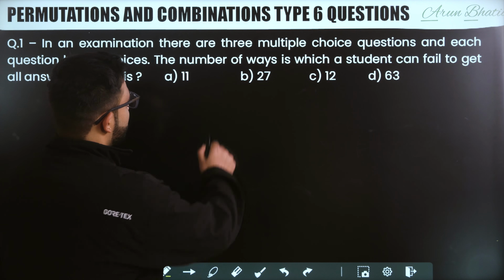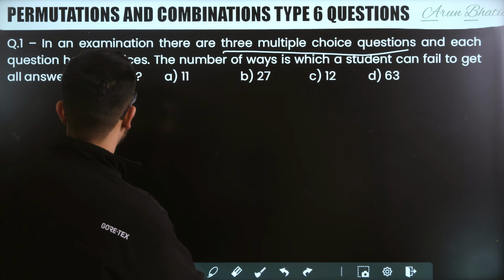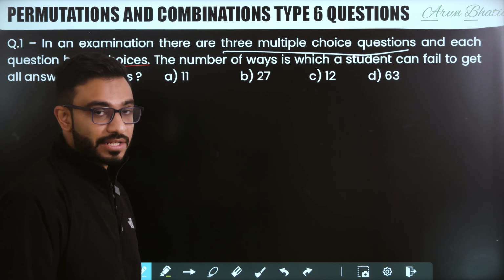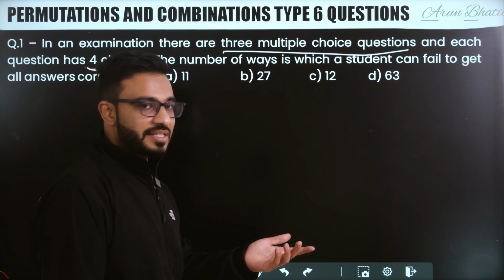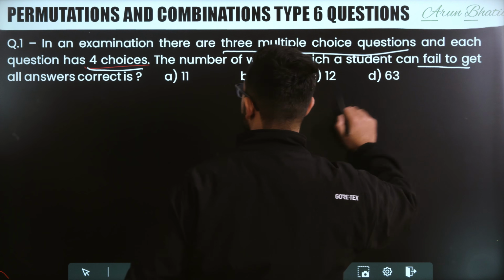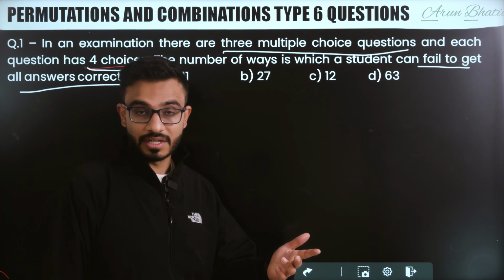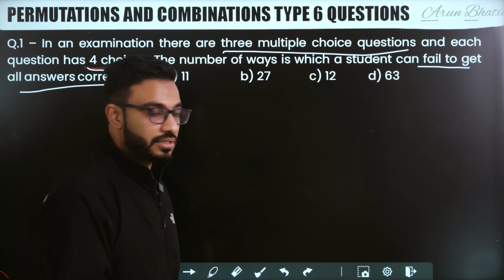It says in an examination there are 3 MCQs, 3 multiple choice questions, and each question has 4 choices. It asks: what are the number of ways that the student can fail to get all answers correct? So the easiest way to think about this is that you can write all the 3 questions.